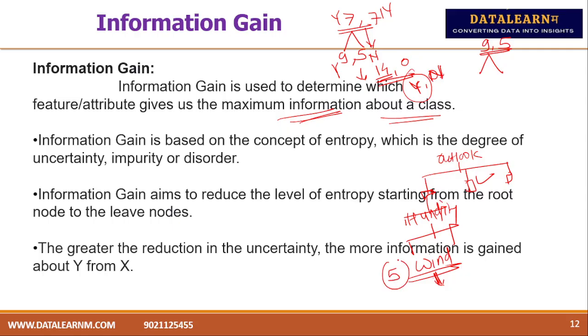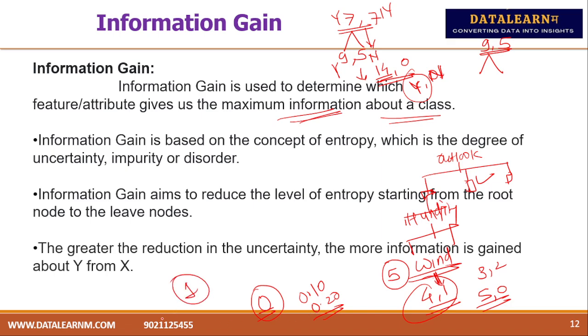For wind, how many records are there? 5 records are there. So it can be 4 1 or 3 2. In most cases it will try to reach 5 0, but it may be 4 1. So here it will not be zero entropy, obviously, but it will be something like 0.10 or 0.20, which is less. It will not be 1.